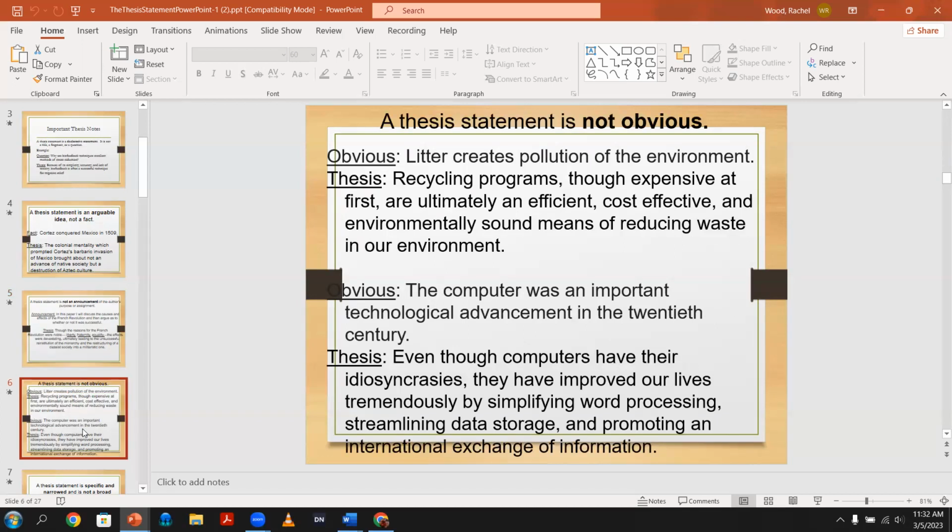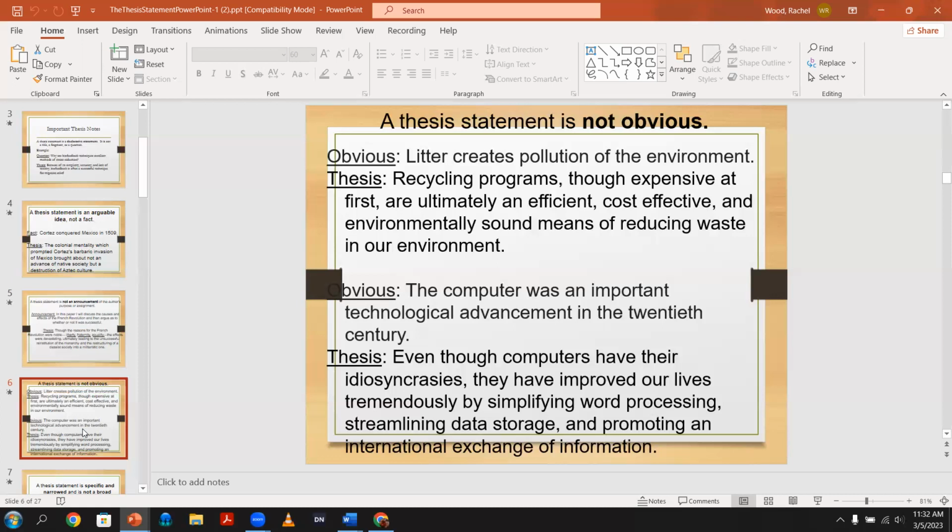So an obvious statement, again, fact, litter creates pollution of the environment. That's a fact. We know this. This is documented through research. So you need to revise that for clarity and cohesion. Recycling programs, though expensive at first, are ultimately an efficient, cost-effective, and environmentally sound means of reducing waste in our environment. Okay, again, a fact.